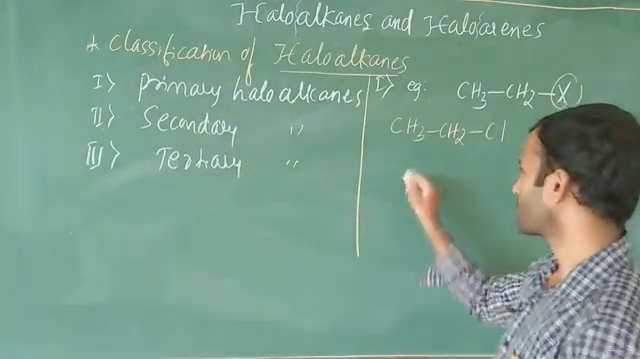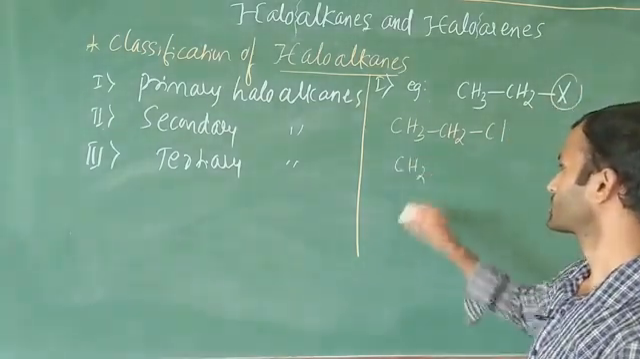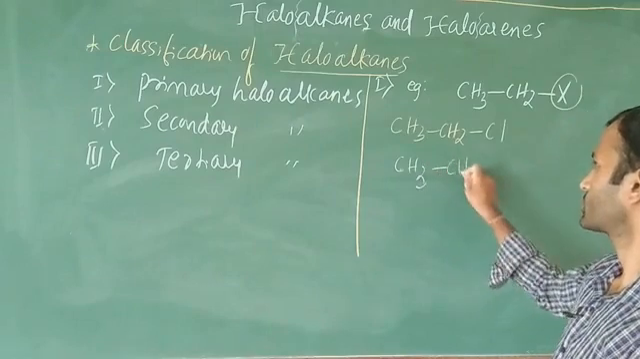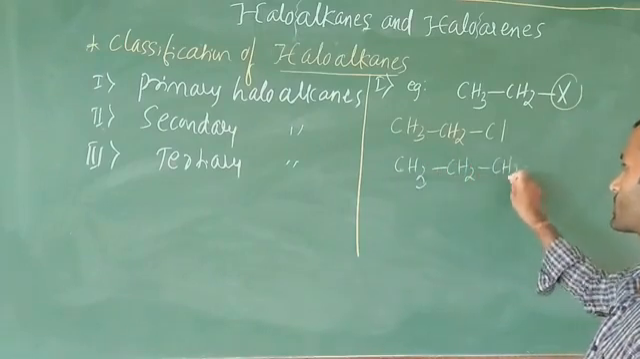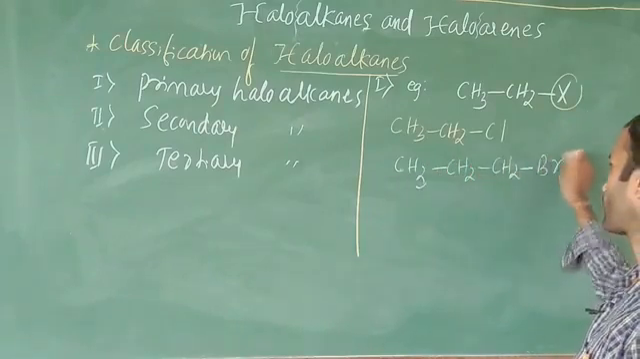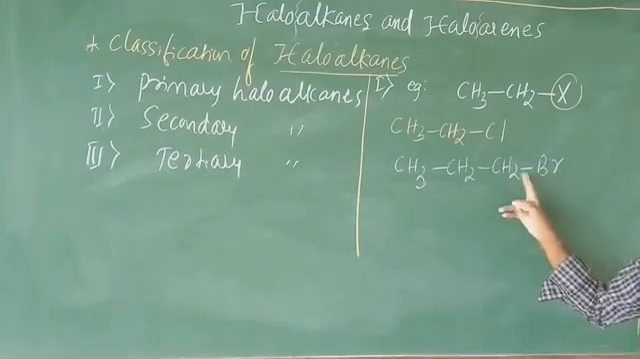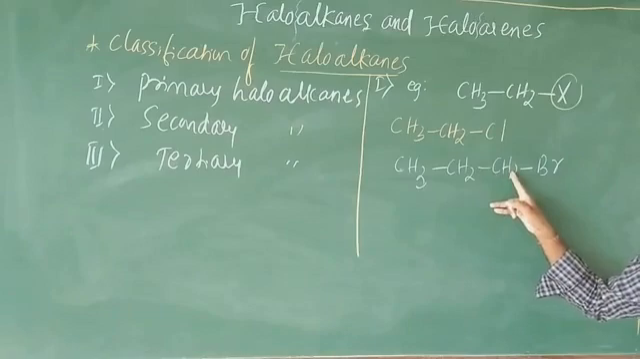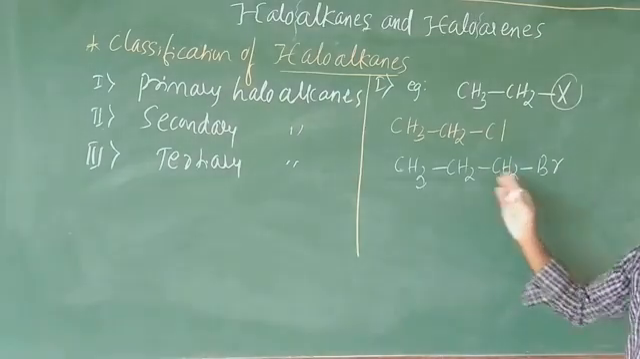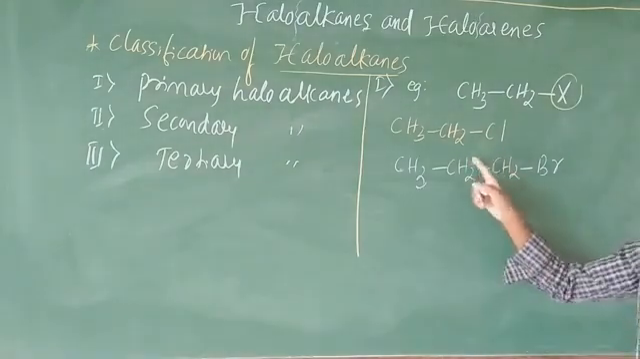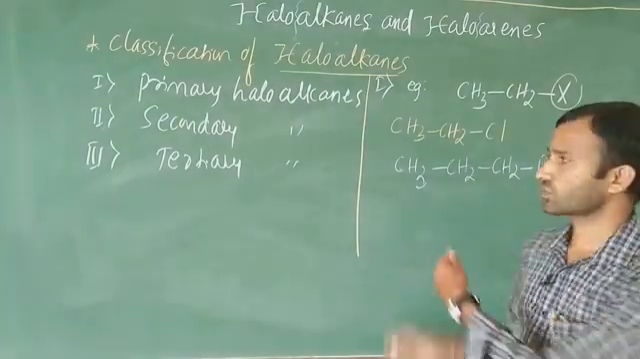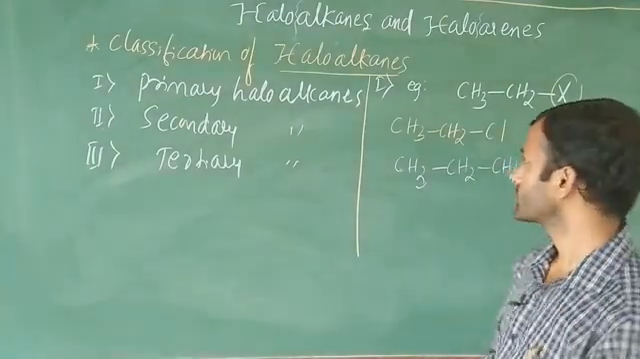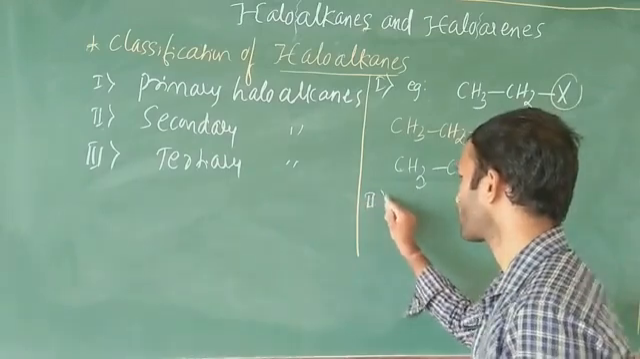Next another example I am going to consider. You have to take CH3, next CH2, next CH2, next this is attached with bromo. Here this bromine atom is directly attached to this carbon containing 2 hydrogens. That is why in this case, 1-bromopropane is the IUPAC nomenclature of this one. The next one, the second one, is secondary haloalkanes.